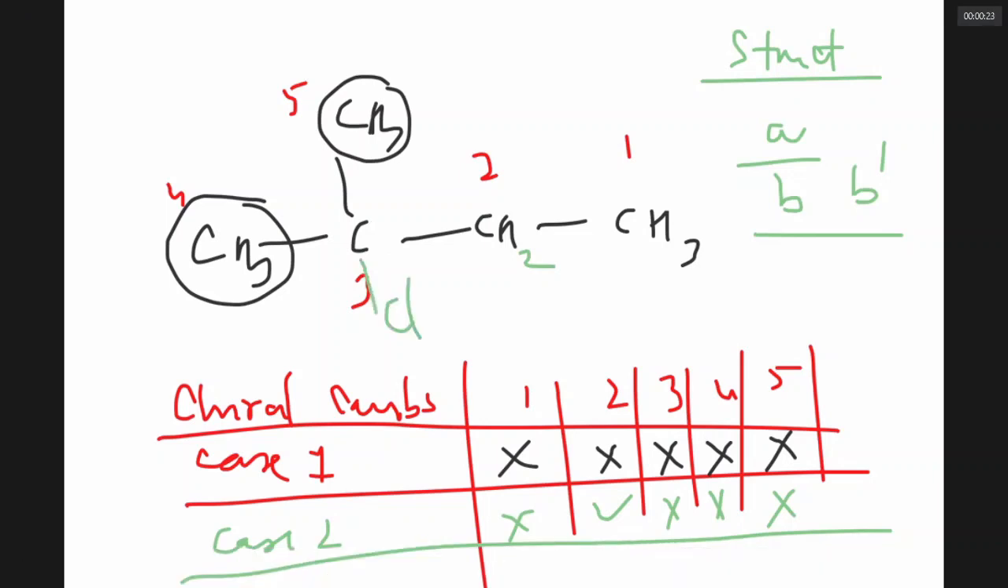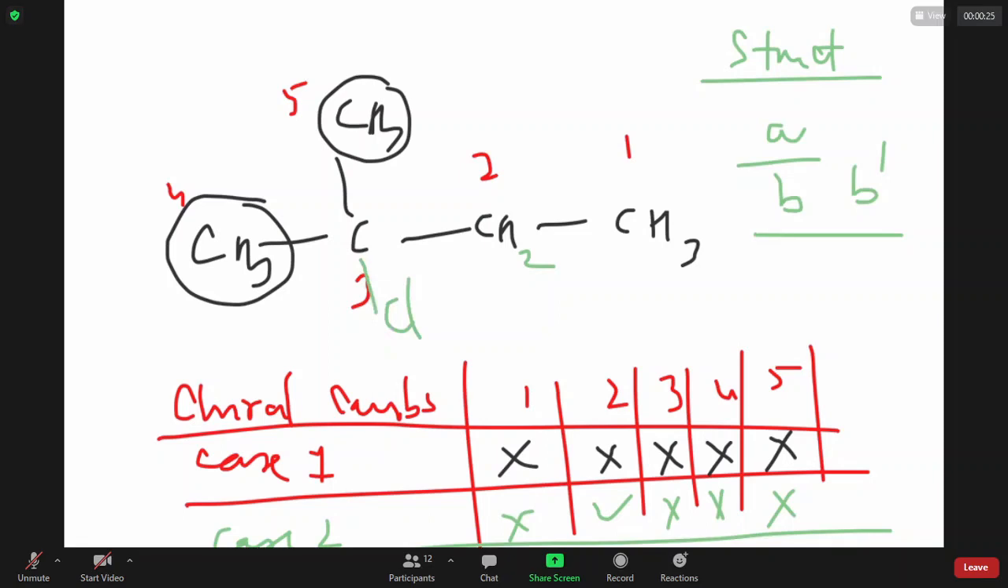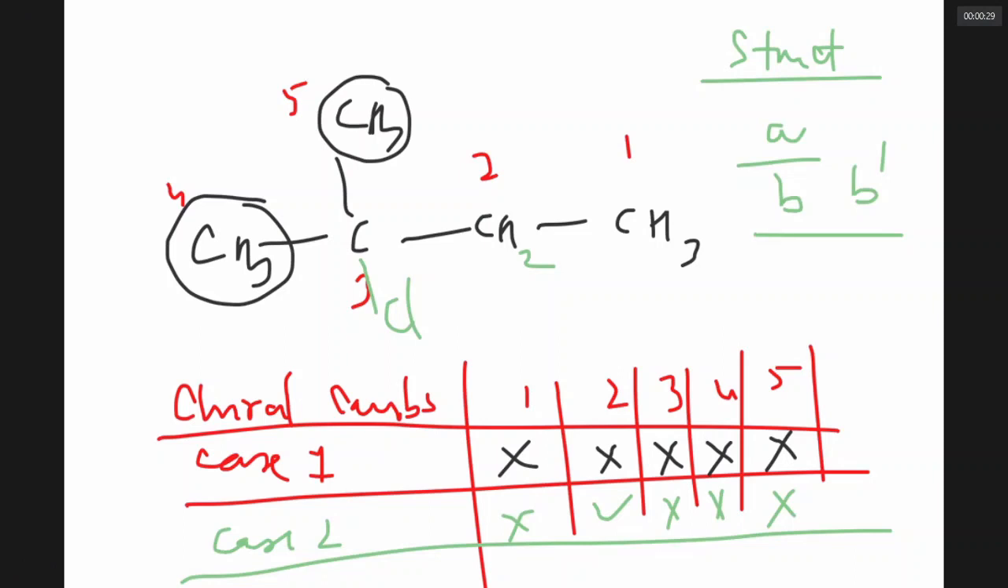Now, sir, is it a chiral carbon? No, sir. It's not. Okay. Therefore, A, B, C are position isomers. C cannot exist in object and image form because that is not chiral.